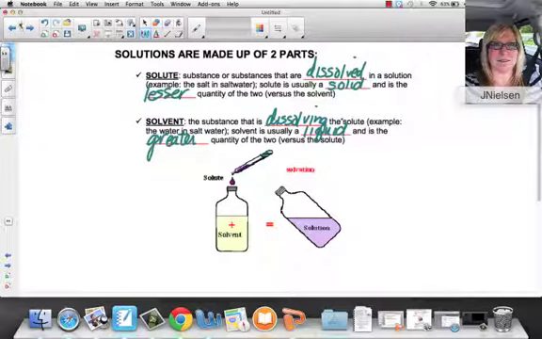And that's it for tonight's lesson. You should be looking for a literacy assignment on different types of colloids, suspensions, etc.